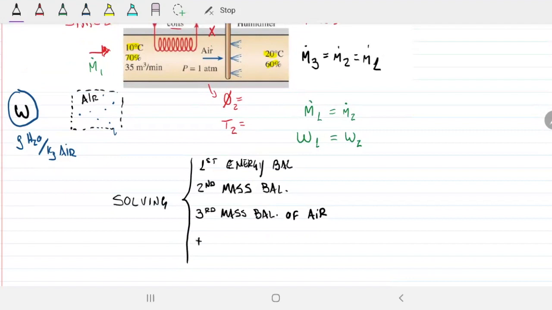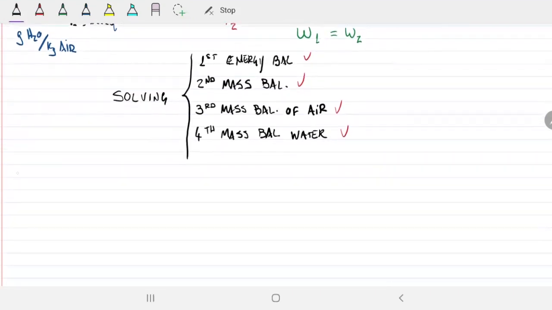And likewise, I can also do the mass balance of water. The first one relies on the fact that we cannot create or destroy energy, and we cannot create or destroy mass. We cannot transform air into water, and you cannot transform water into air. So these are going to be your four pillars to solve all these problems. Cool. With that said, let's define the states. Let's learn how to use a calculator, and let's all be happy about it.